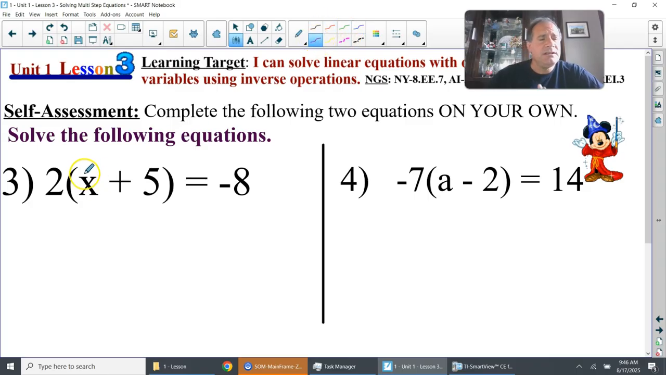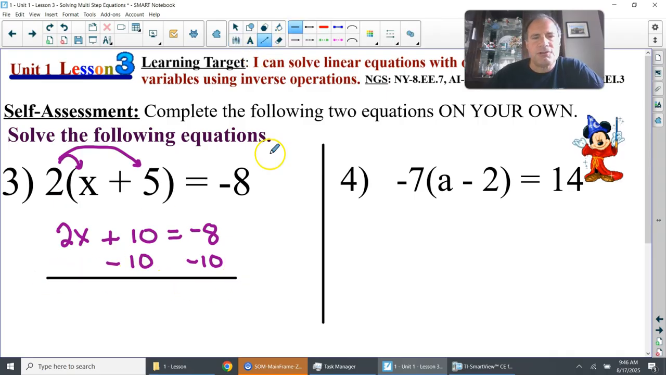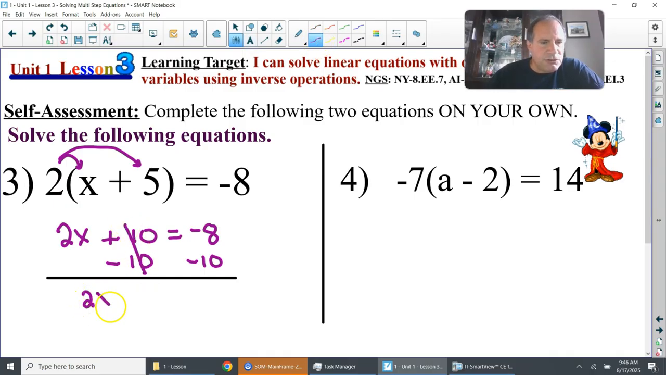Every time you see parentheses, when we're talking about questions that have one variable, you're going to use distributive property to get rid of those parentheses. So 2 times x is 2x, and 2 times 5 is 10. And that all equals negative 8. You subtract the 10. Now it just becomes a regular two-step equation, and you just subtract the 10 on both sides. Remember, they cancel. This becomes a 2x, and negative 8 minus 10, going further from 0, is negative 18.